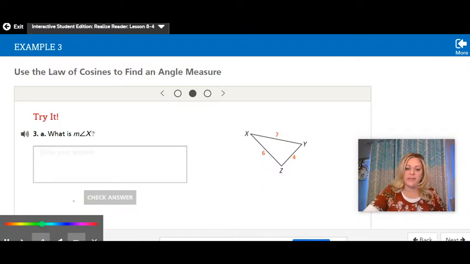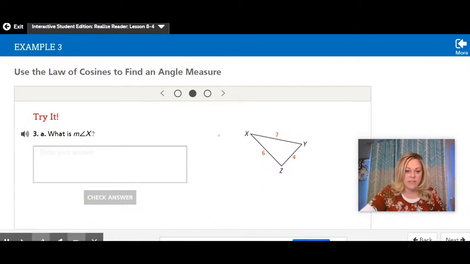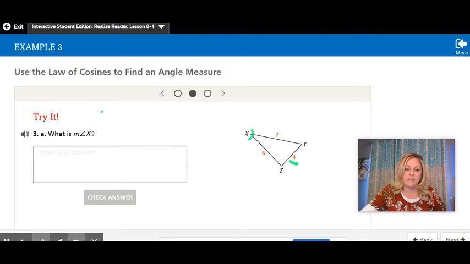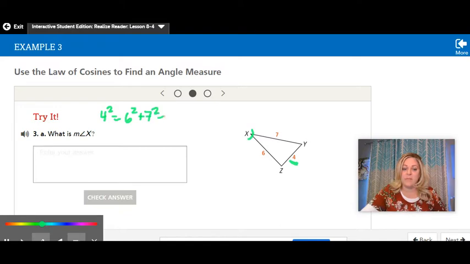Here's example 3, try it, same idea, solving for those angles. So let's just say we're looking for angle X. So that means this is like the side I'm missing, even though I have it. So I'm going to say 4 squared equals the other two sides squared minus 2 times each of the sides that I don't need, cosine X.